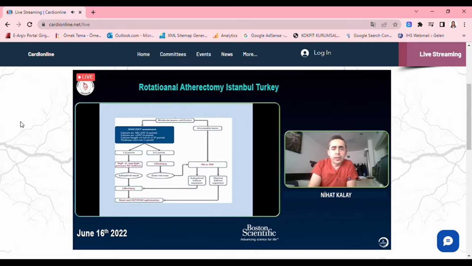In another algorithm, you again need intravascular imaging to evaluate the calcium arc, length, and thickness. If you have one or two points, a non-compliant balloon may be sufficient, but otherwise you need rotablator or lithotripsy techniques.